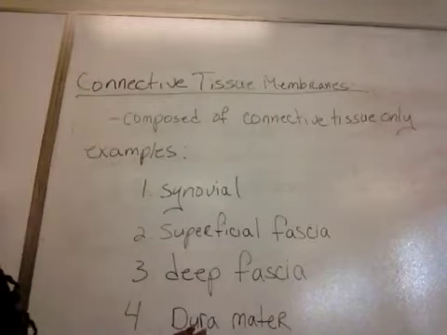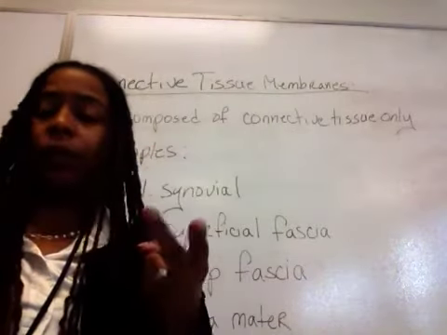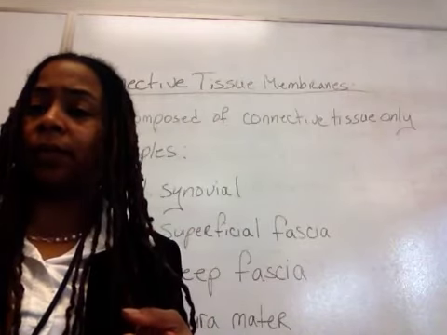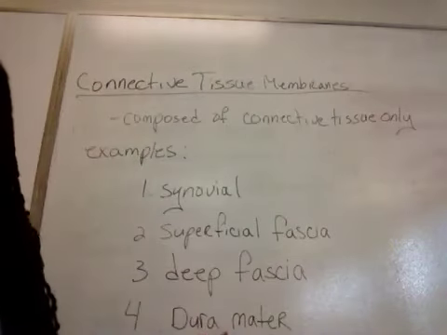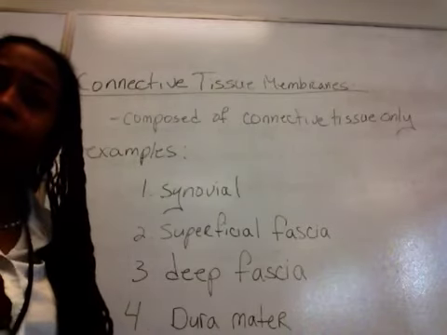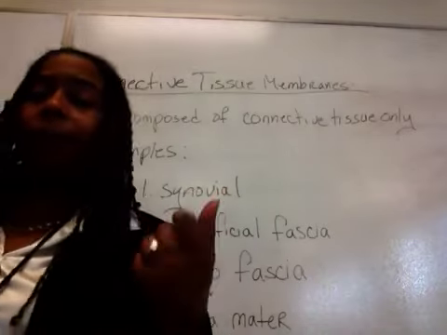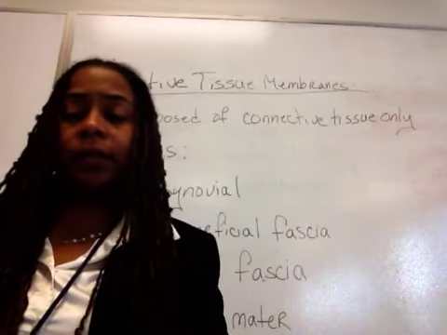And then lastly, the dura mater. Dura mater is composed of 2 layers of dense white fibrous connective tissue. This membrane surrounds the brain and spinal cord in the dorsal body cavity. Those are the membranes, epithelial and connective tissue membranes.